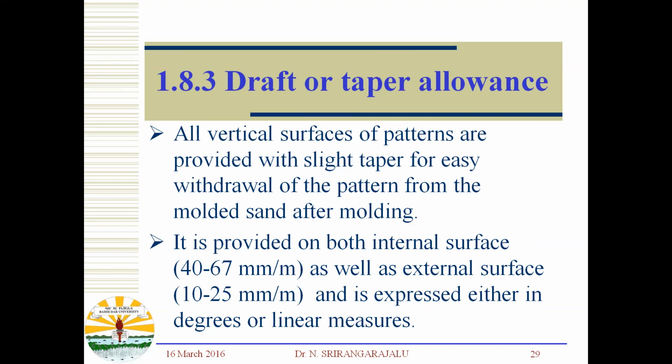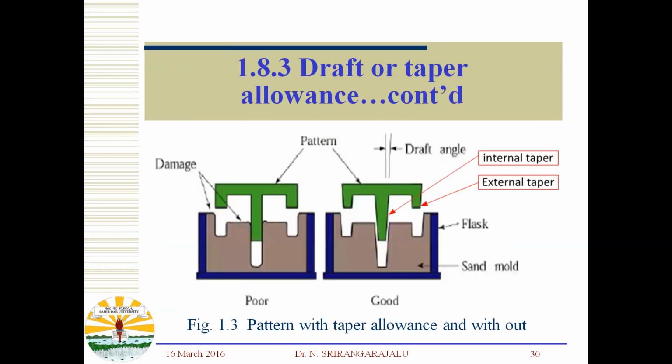Draft or taper allowance: all vertical surfaces of patterns are provided with a slight taper for easy withdrawal of the pattern from the mold and sand after molding. It is provided on internal surfaces at 40 to 67 mm per meter as well as external surfaces at 10 to 25 mm per meter, and is expressed either in degrees or linear measures. So this is the draft or taper allowance. This is a poor performance of the casting. This is a good performance in the casting. We are providing a taper, with taper allowances and without taper allowances.